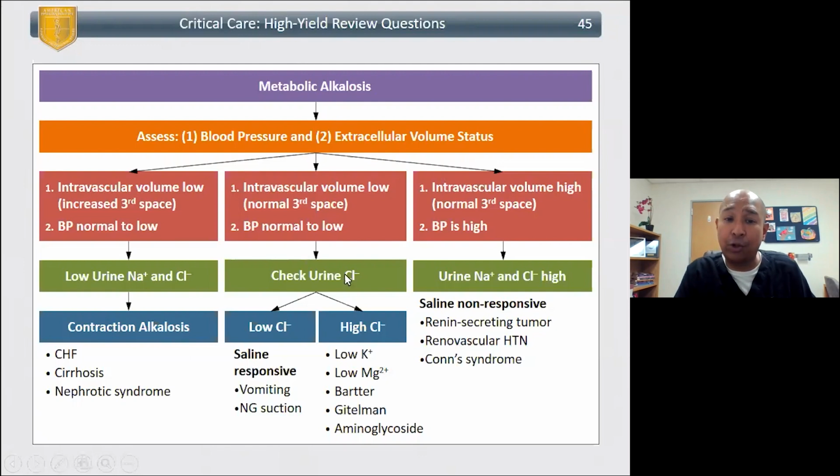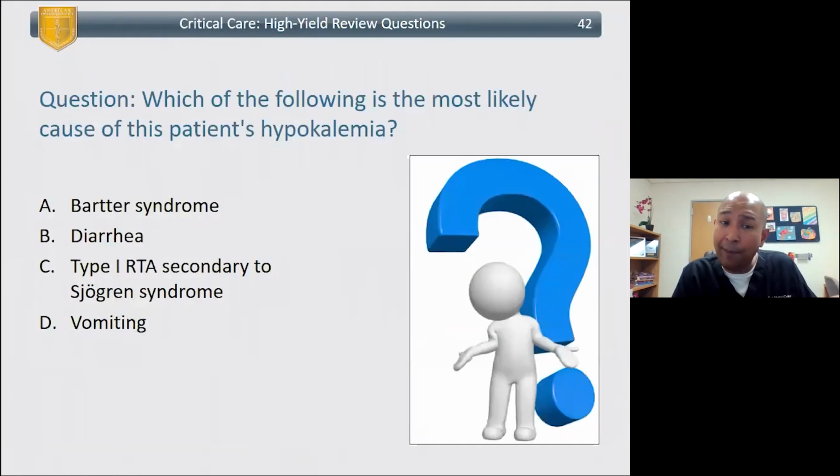Now, the second category is intravascular volume is going to be low. There's a normal third space, so no problem with hydrostatic or oncotic pressures, but the blood pressure is on the normal to the lower side. So what really jumps to mind here are two types of clinical categories. Number one, that it could be someone who's what? Vomiting. That was this question over here. Or it could be someone who has one of these rare syndromes, that Bartter or Gitelman syndrome. And that's why I put this question here.